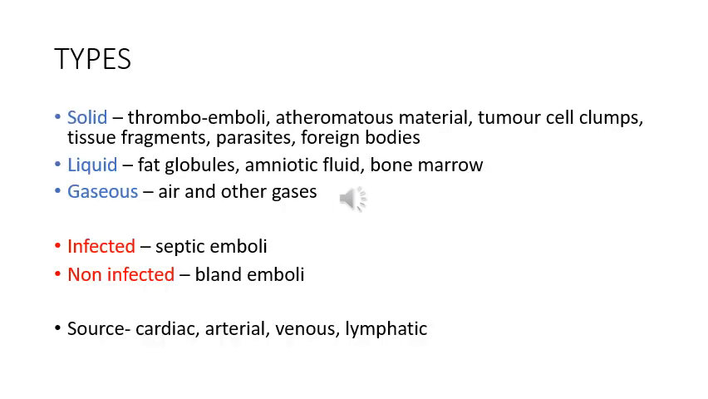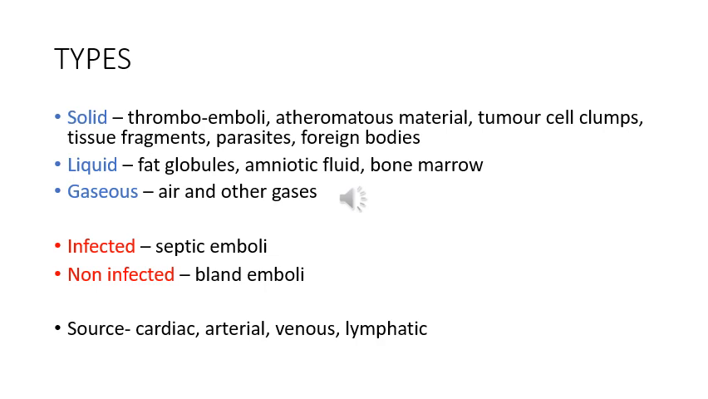And when it comes to the consistency of the emboli, there is solid, liquid, and gaseous. Solid is thromboemboli, it is a solid structure. Then atheromatous material, these are solids. Then tumor cell clumps, parts of debris from the tumor cells, they are solid. Then tissue fragments can embolize. Parasites can embolize, foreign bodies also, these are all solid emboli. Then liquid emboli, they are fat globules, amniotic fluid and bone marrow. And gaseous emboli, they are air and other gases which can get embolized.